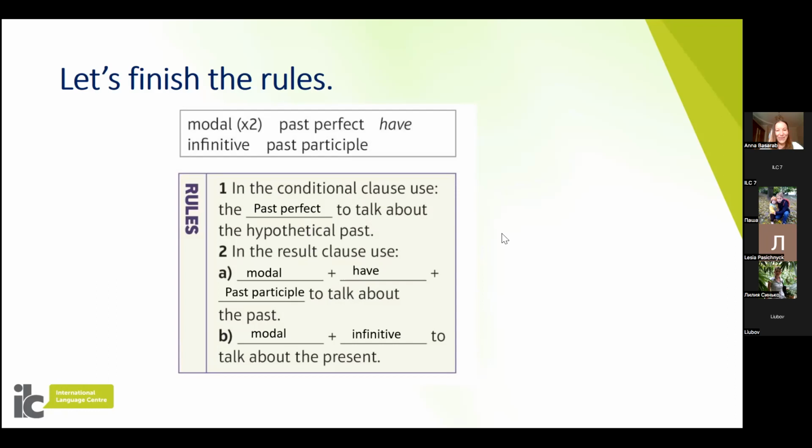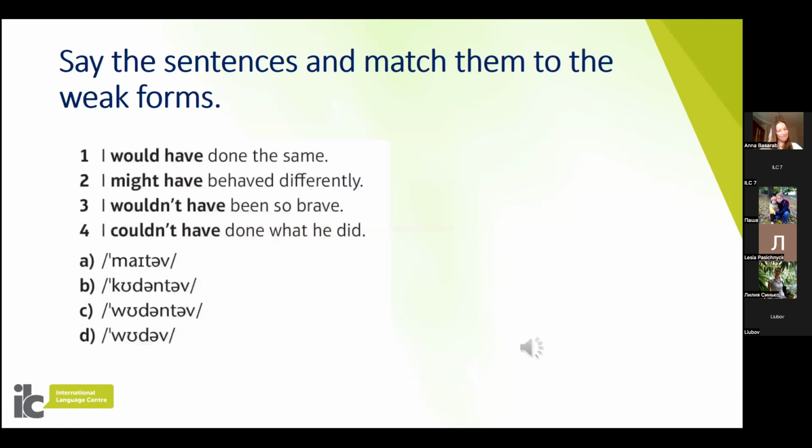Okay, now let's look here. So can I ask you to say these 4 sentences to yourself? Pronounce them as if you're saying them in a real life conversation. And can you match them with a pronunciation A, B, C, or D? Again, on a piece of paper.